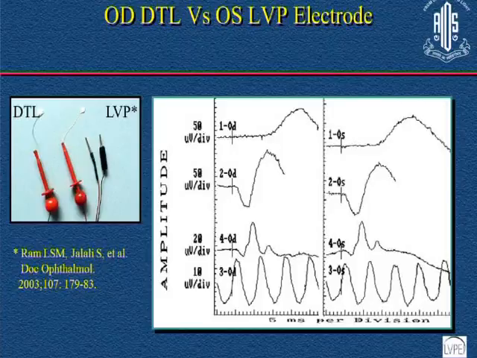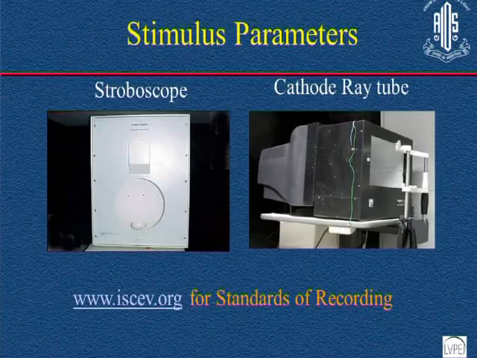Here we are comparing the DTL electrode and our LVP Zari electrode. They are exactly the same. This was published and we got an award for this. So people who have difficulty getting very expensive electrodes can contact us and we'll help them make the Zari electrode, which is extremely inexpensive and gives a very good waveform. But they are not as good as the Burian, and the amplitude changes, but the implicit time is the same.